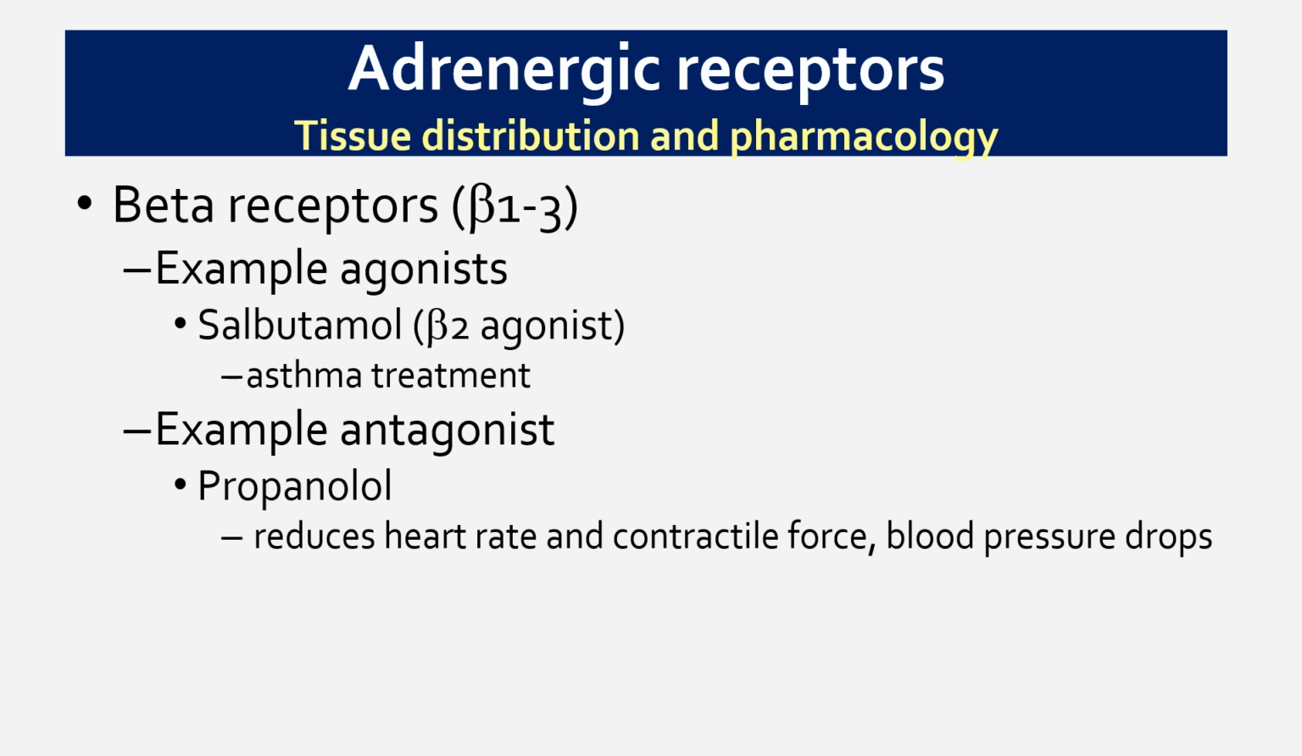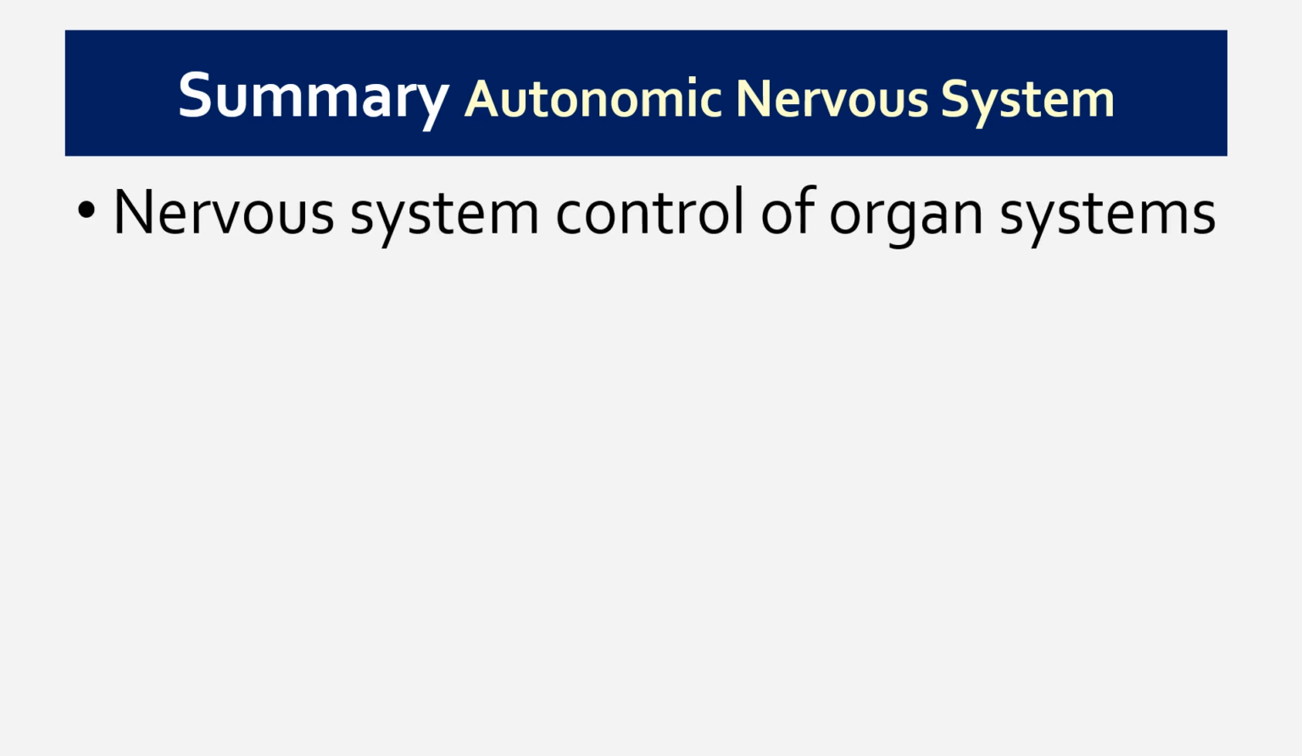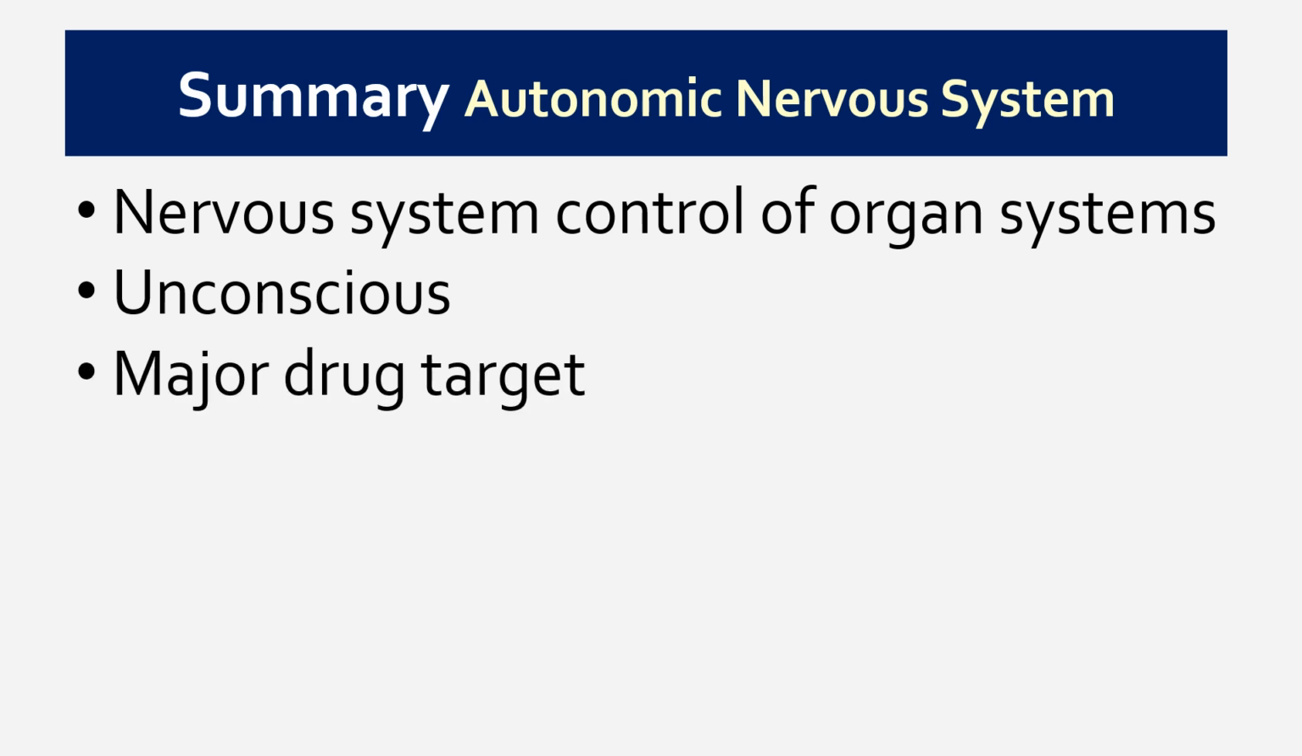All right, then a quick summary of everything we've covered in this video. The autonomic nervous system is responsible for the control of our organ systems by the nervous system, turning our heart rate up and down, making our lungs inflate and deflate, and so on. It does this mostly in an unconscious way. We don't decide that we want to increase our gut motility or our heart rate and contractile force. This happens unconsciously. Because it's responsible for nervous system control of organ systems, it's a really important drug target for disorders which affect the function of those organ systems. And many of the most common medicines in the world act upon the autonomic nervous system control of different organ systems.